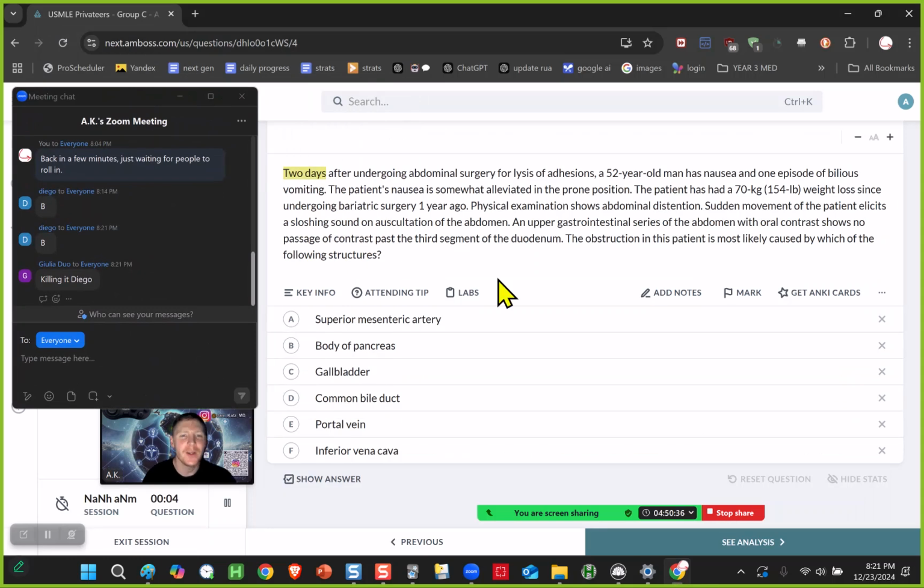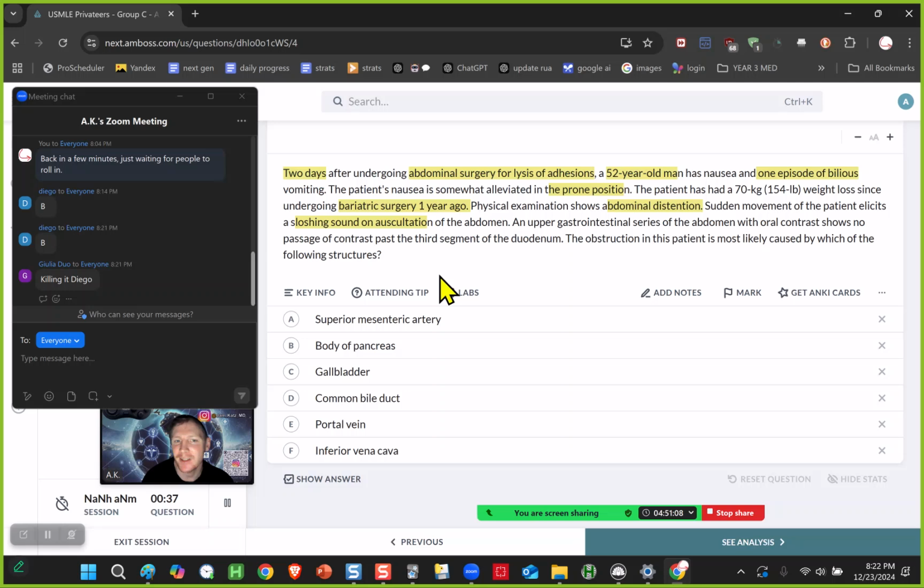We got 2 days after undergoing abdominal surgery for lysis of adhesions, a 52-year-old man with nausea and 1 episode of bilious vomiting. Here we go again. The patient's nausea is somewhat alleviated in prone position. All right. This is an older patient, 52-year-old. The patient has a 70 kilogram, 154-pound weight loss since undergoing bariatric surgery 1 year ago. Physical examination shows abdominal distension. Sudden movement of the patient elicits a sloshing sound on auscultation.